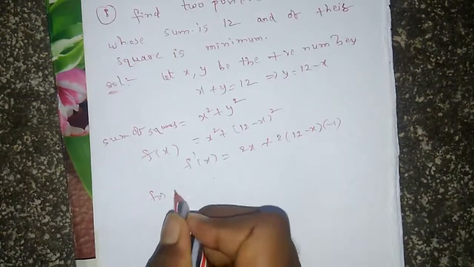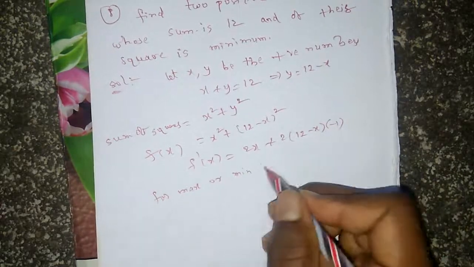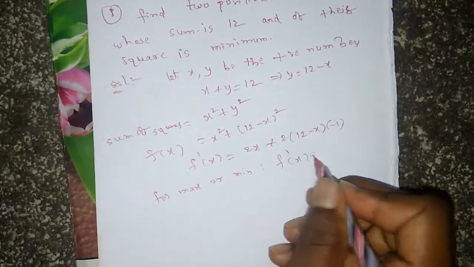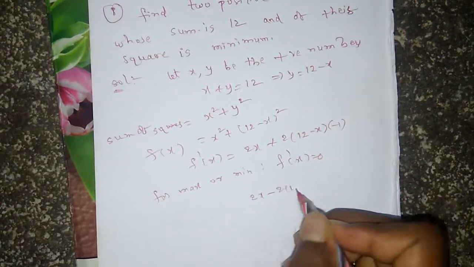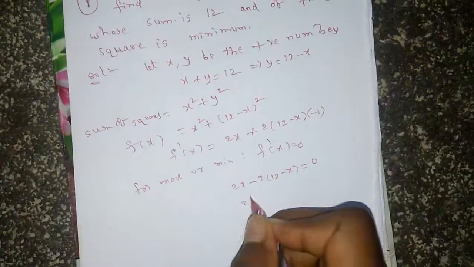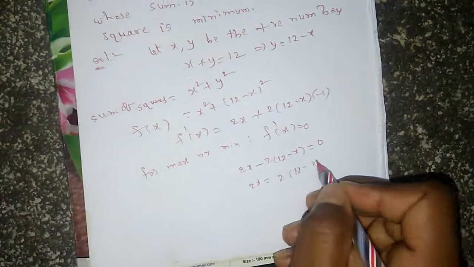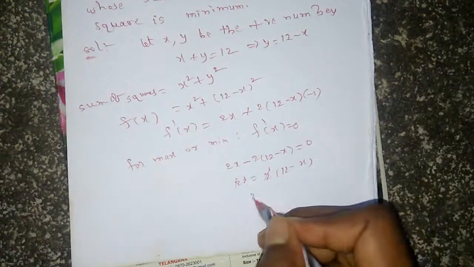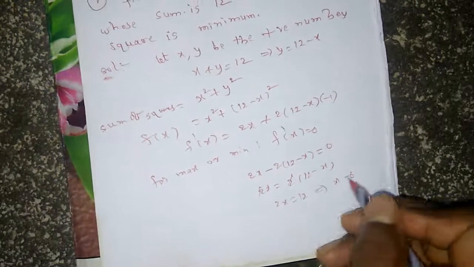So for maximum or minimum, f dash of x is equal to 0, that is 2x minus 2 into 12 minus x is equal to 0. This is 2x is equal to 2 into 12 minus x. 2 gets cancelled, therefore 2x is equal to 12 implies x is equal to 6.